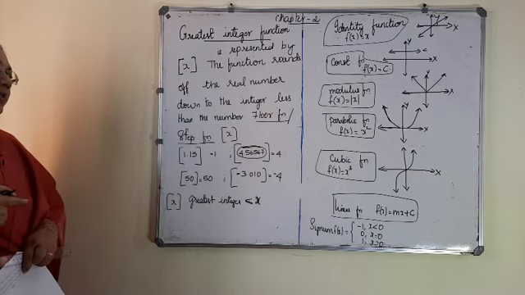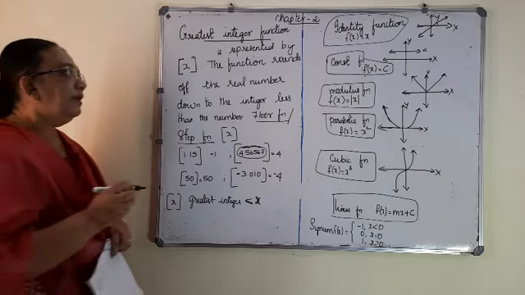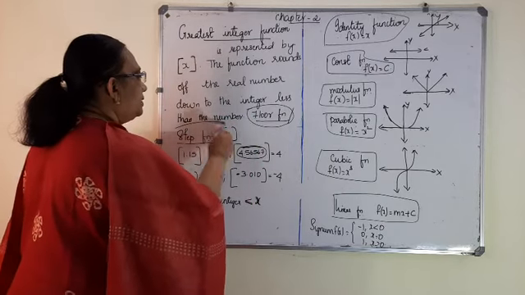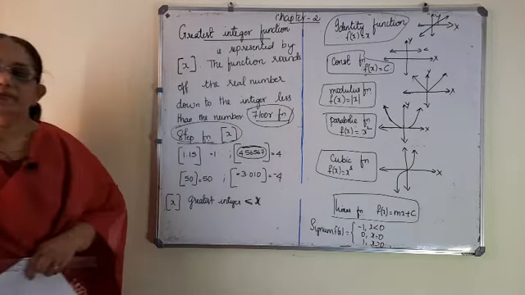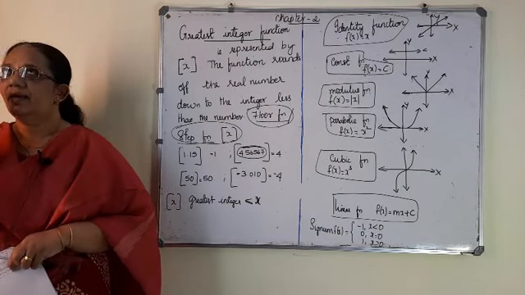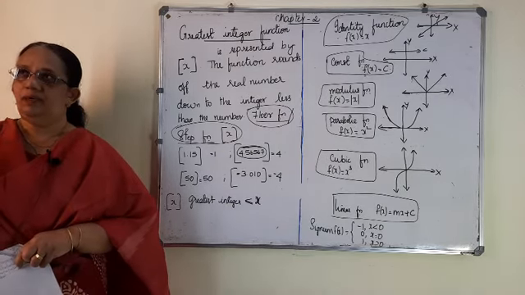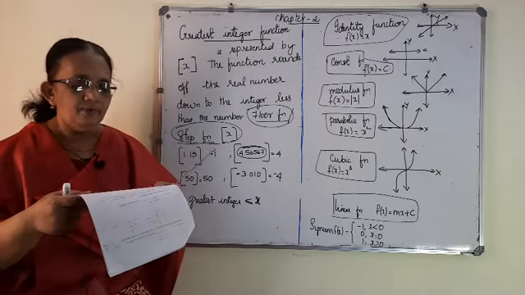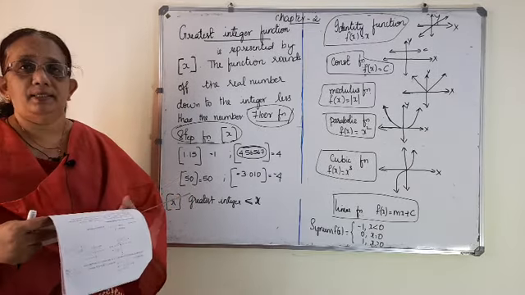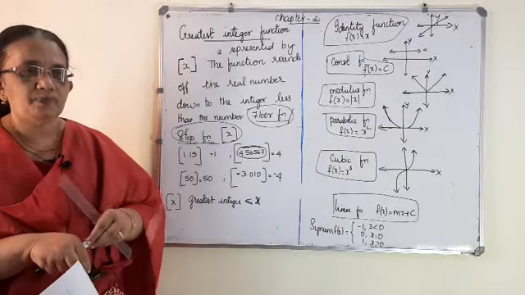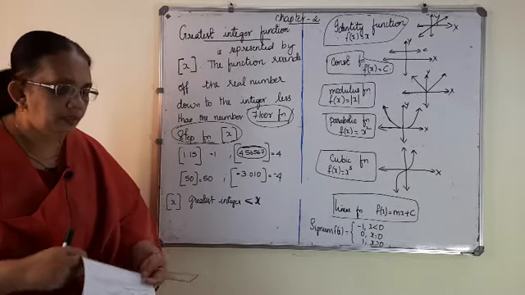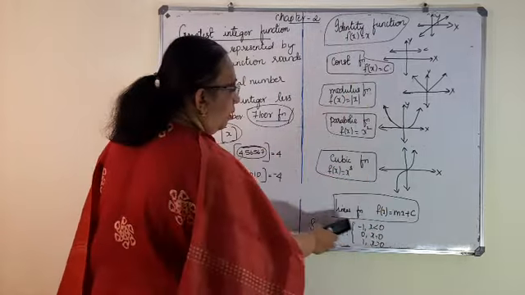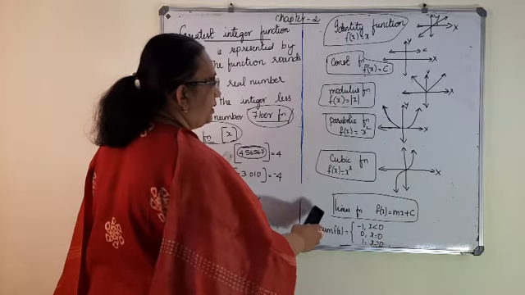This is how you define the greatest integer function. It is also known as a floor function or a step function. From the word step function, we get an idea that the graph will be like steps. The greatest integer function is defined piecewise, which means it will not be continuous. I hope you know all the functions we have defined.